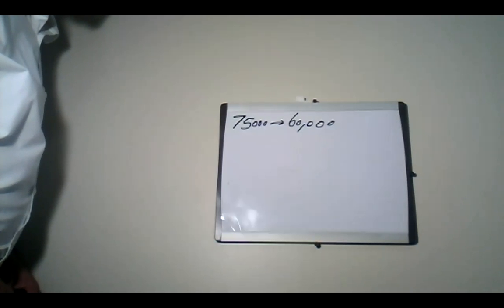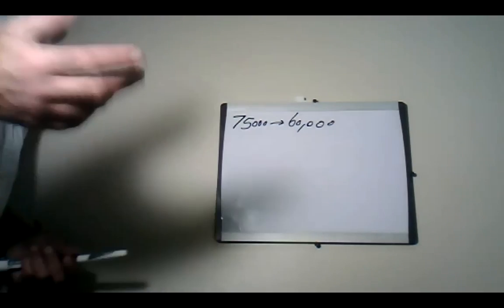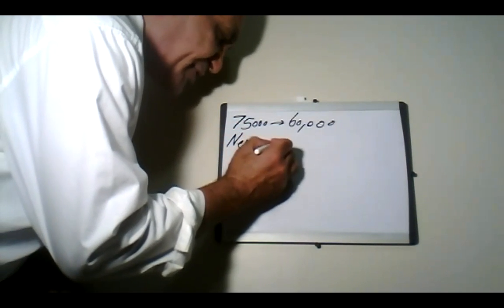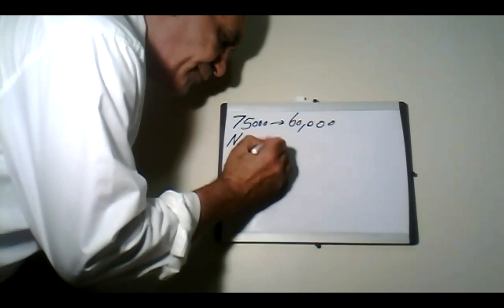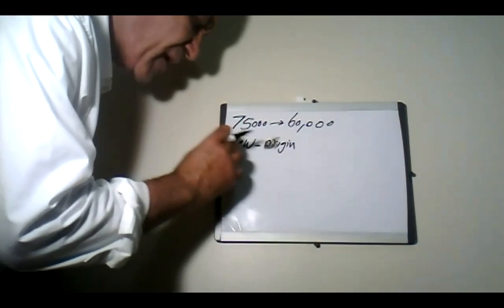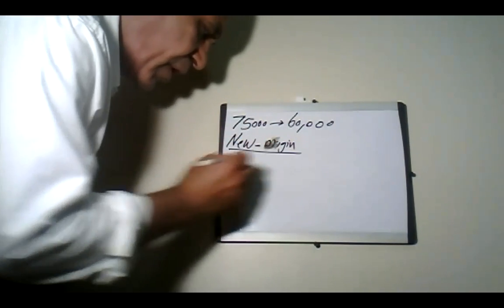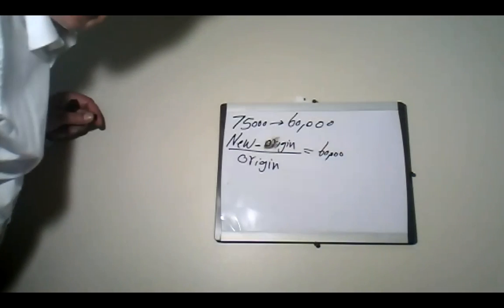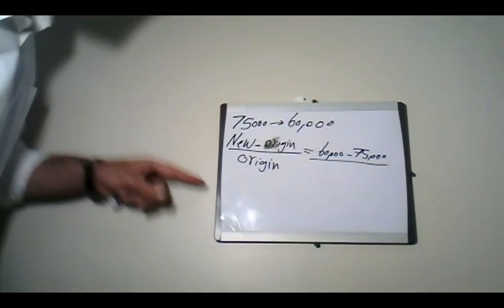Okay, that means let me go on the rule like this: new minus old, or origin. Let it be simply like this so that you will understand it. New minus origin, divided by the origin. So the new is 60,000 minus the old is 75,000, divided by the old, which is 75,000.